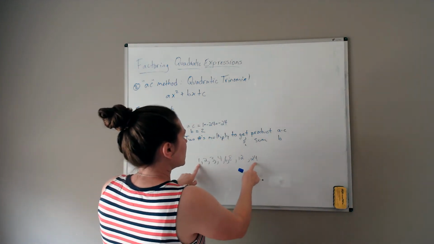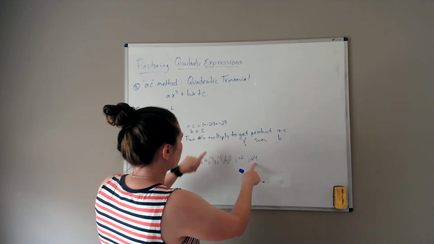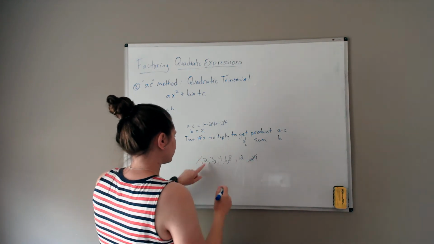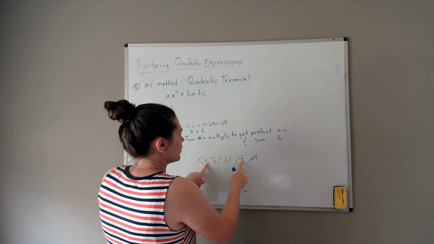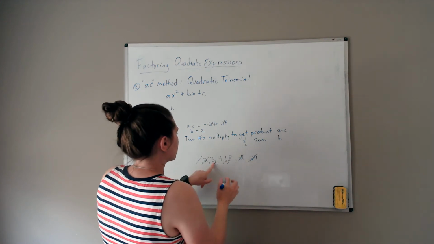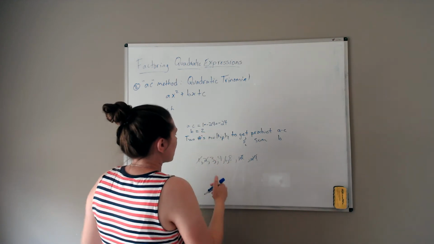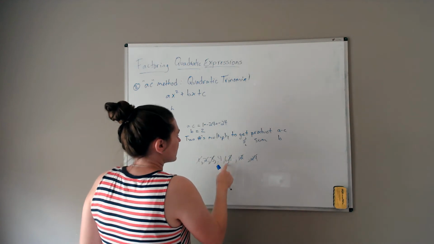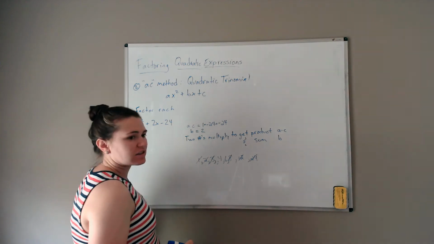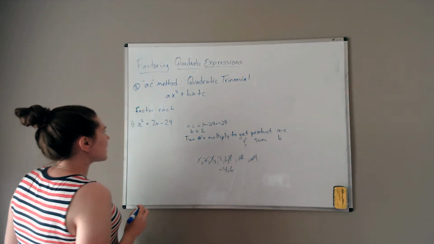So I check. 1 and negative 24, does that add together to give me 2? No. Negative 24 and 1, does that add together to give me 2? No. 2 and negative 12? Nope. Negative 2 and 12? Nope. 3 and negative 8 does not add together to give me 2. Negative 8 and 3 does not add together to give me 2. 4 and negative 6 adds together to give me negative 2. Negative 4 and 6 adds together to give me positive 2. So my combination of two numbers is negative 4 and 6.